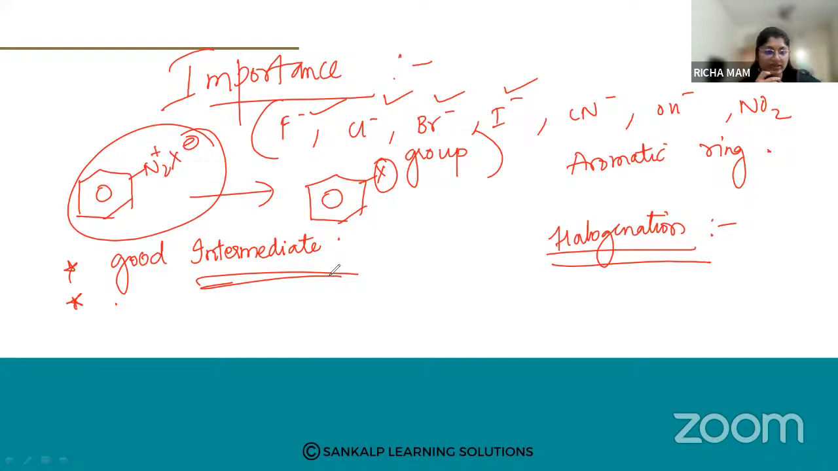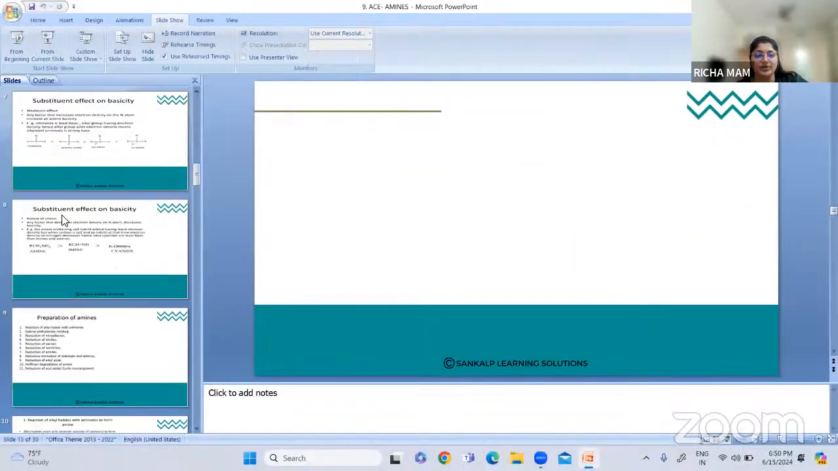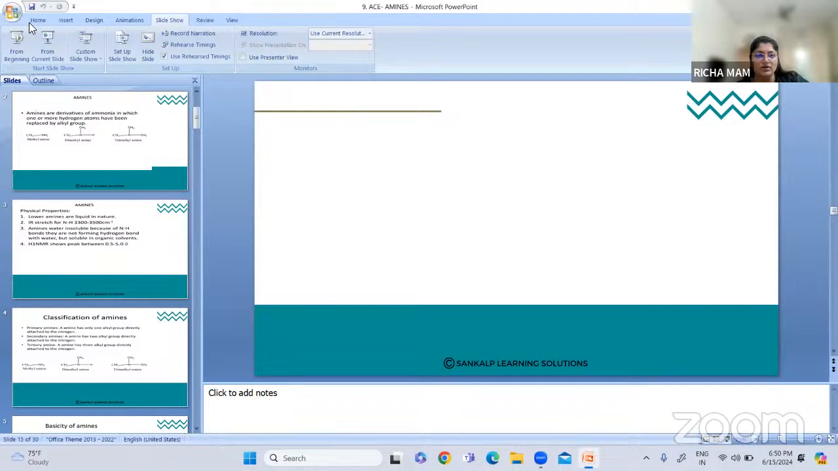So this much is there for your syllabus about the diazonium salt. These are the important things which are to be covered in the diazonium compounds. Any doubts up to here?